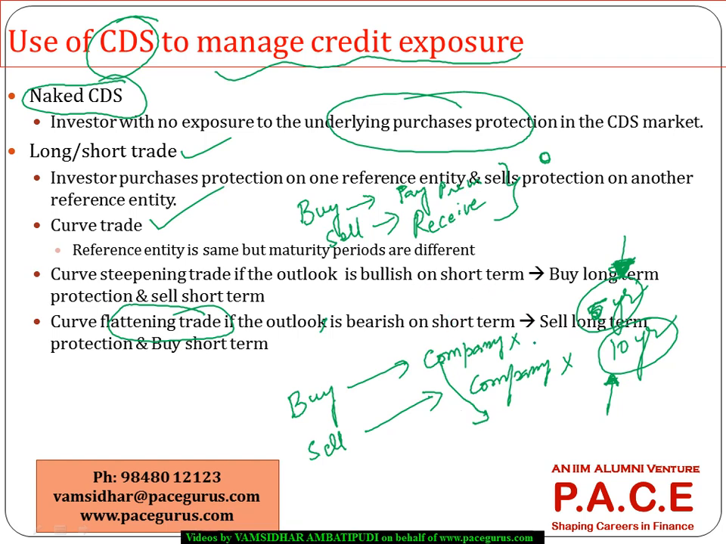Whereas when I am looking at the other way, I sell a short term CDS, because a seller of a CDS is always bullish on the company's position, whereas a buyer is bearish. So when I am selling a CDS, I am bullish in the short term. The company has no problem in the next 5 years. But when I look at the next 10 years, there may be an issue. So in that case, it's advisable to sell a short term CDS and buy a longer term CDS. Then we call it a steepening trade. So depending on our outlook of the financial position of the company, we can use the CDS to manage the credit exposure of the company.